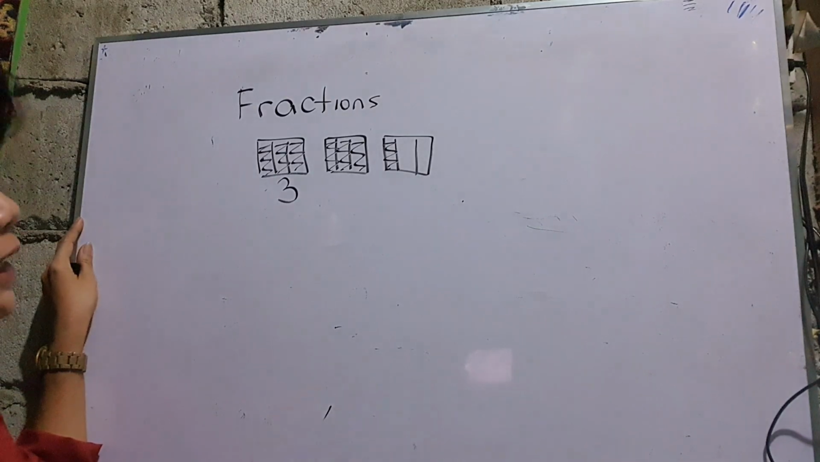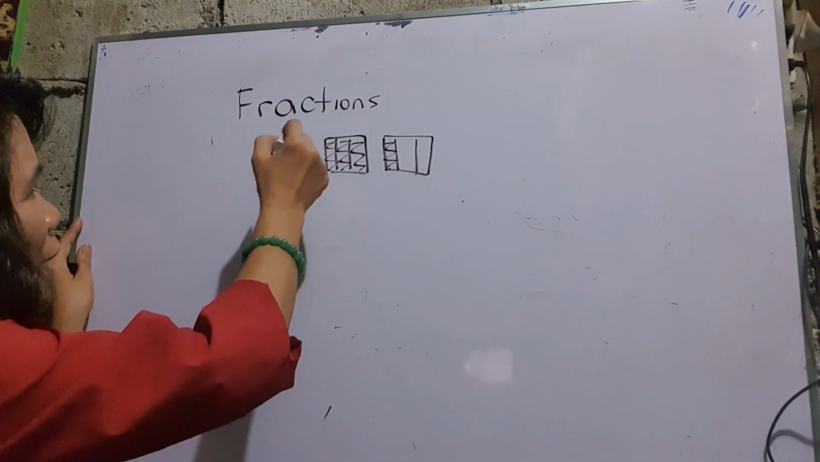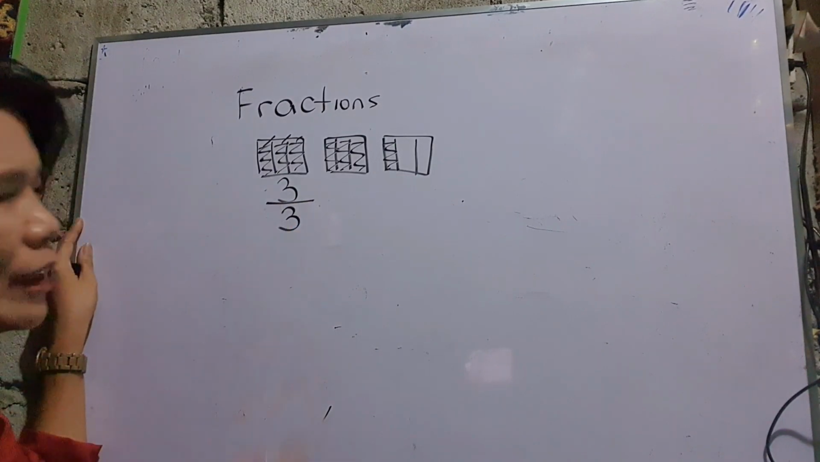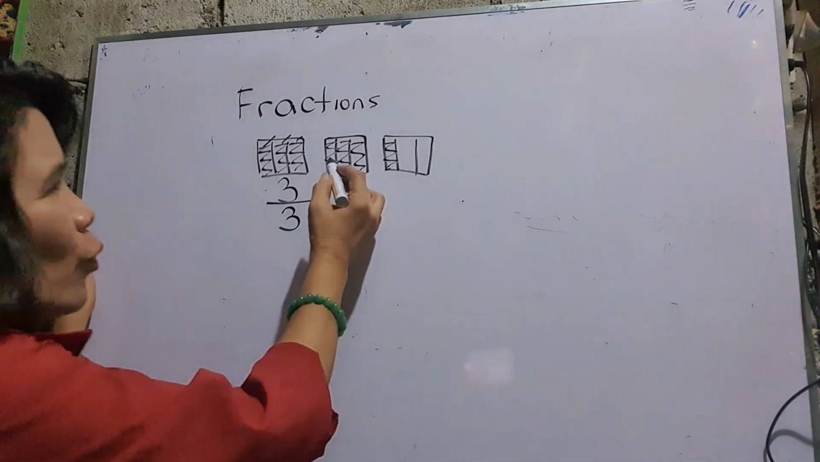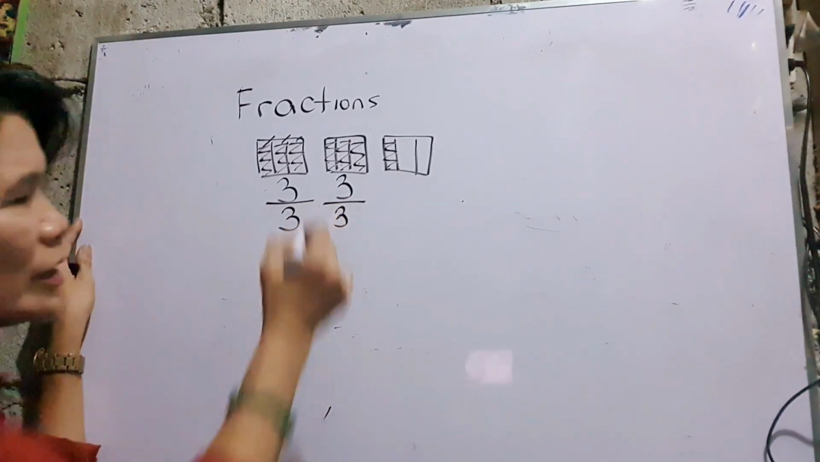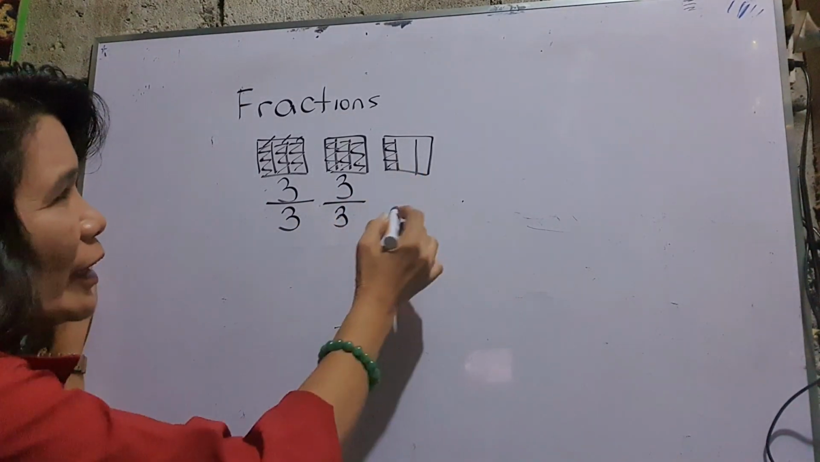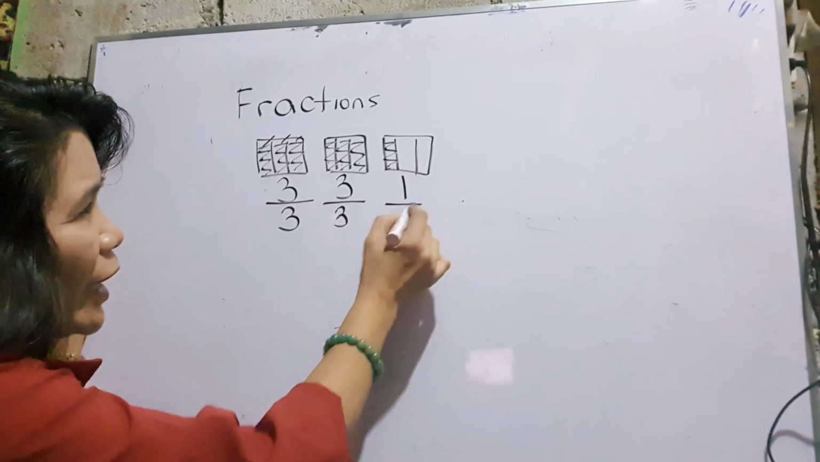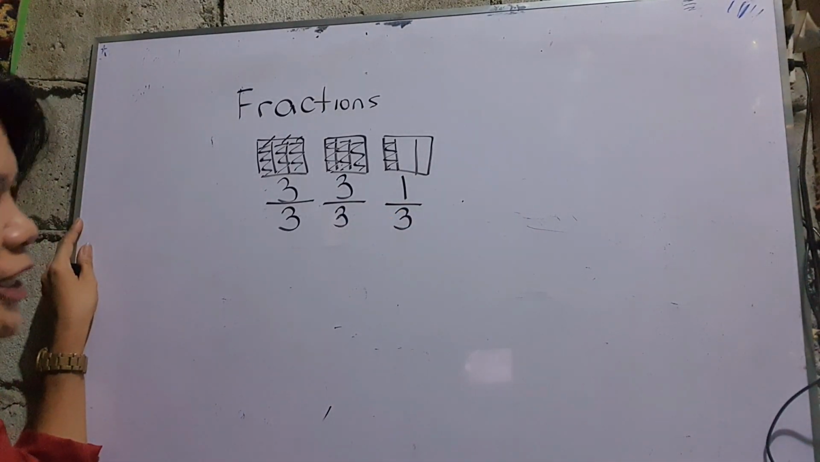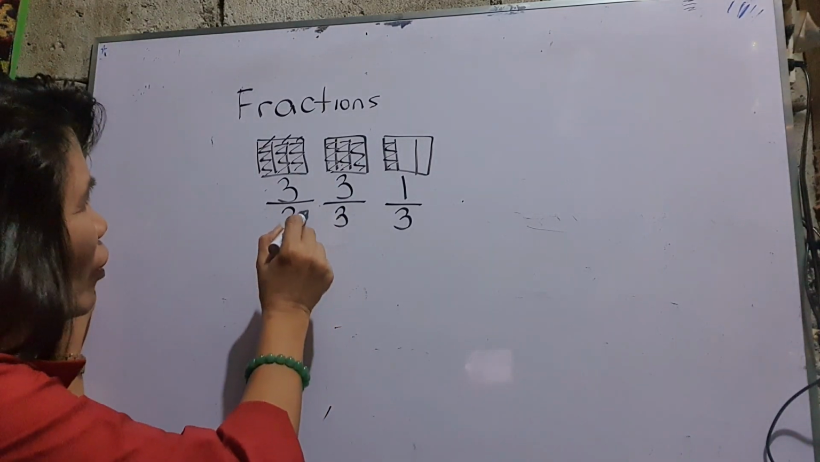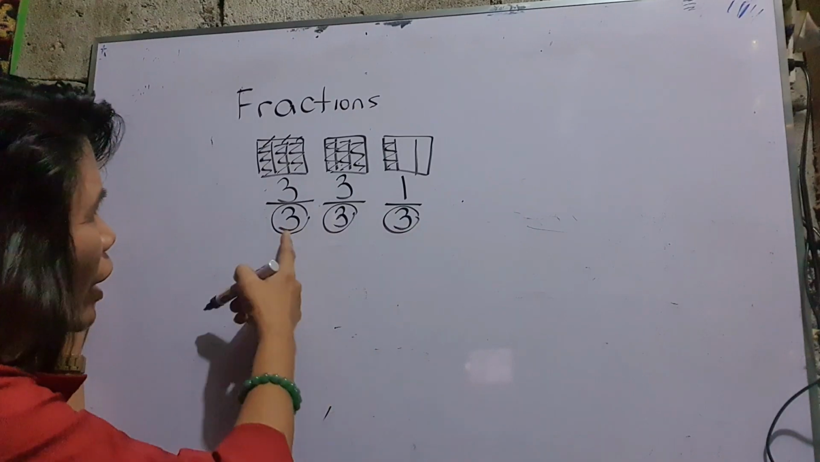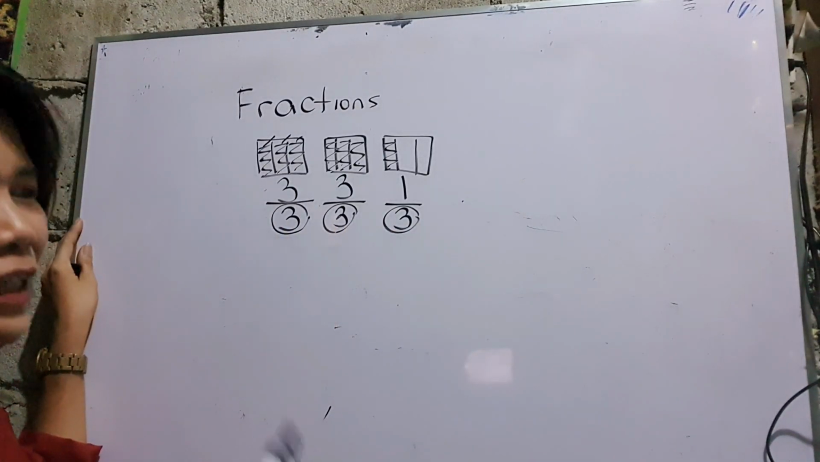Tatlo ang may kulay. Ilan sila lahat? Isa, dalawa, tatlo. Tatlo sila. So, ibig sabihin, tatlong may kulay, tatlo sila lahat. Dito naman, ilan ang may kulay, ilan ang taken, isa lang. Ilan sila lahat? Tatlo. Okay, so from here, makikita ninyo, dito tatlo, dito tatlo, dito tatlo. Pare-pareho yung kanilang denominator.